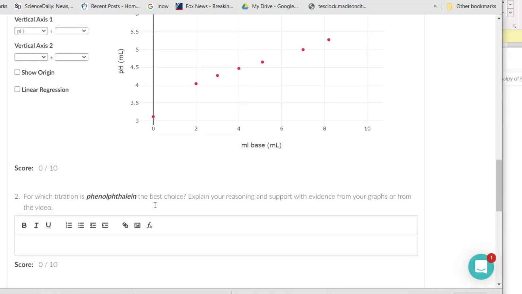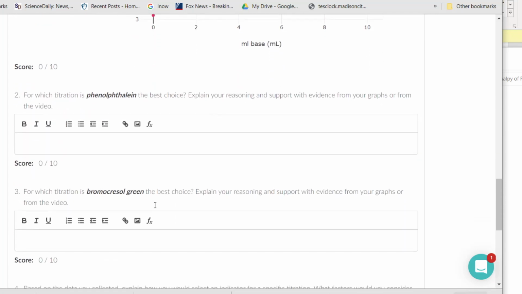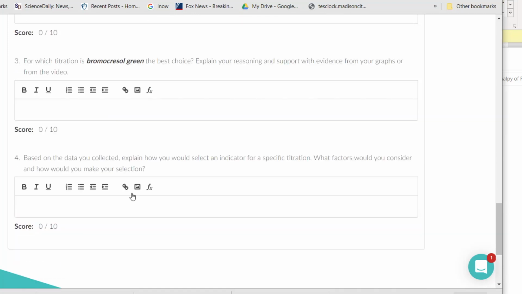And then you have to make a choice and defend it with phenolphthalein. Is that best for the first reaction or the second reaction? So this is very much like you would see in an AP style question. Same thing for bromocresol green. And then you could look at this last question and explain how you would pick an indicator.